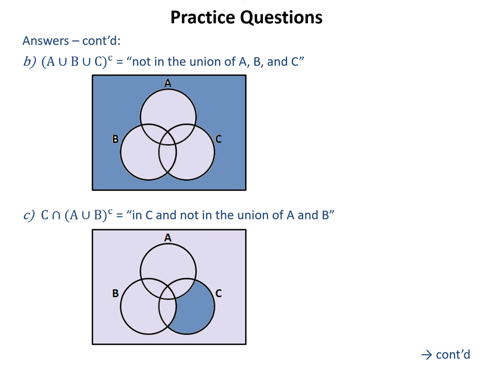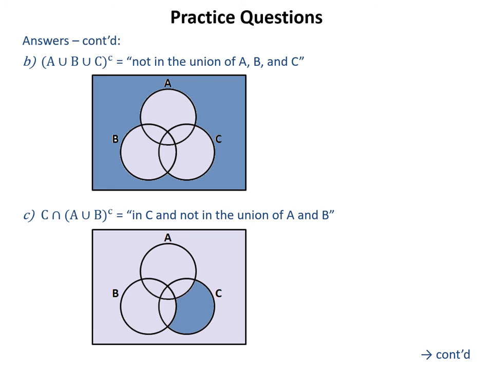For part B, we have the complement of A union B union C. Now that can be translated into meaning that we are not in the union of A, B, and C, which really means that it's the only part of the Venn diagram that's neither in A nor in B nor in C. So we can see here that the part of the diagram that's shaded in is the outside of the circles.